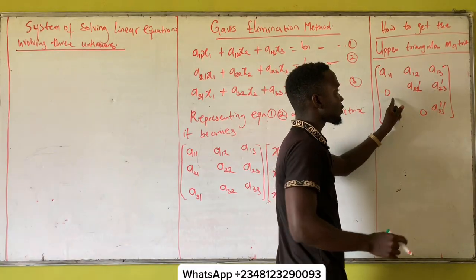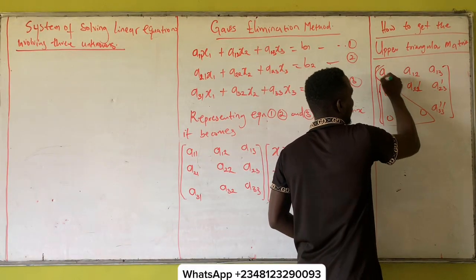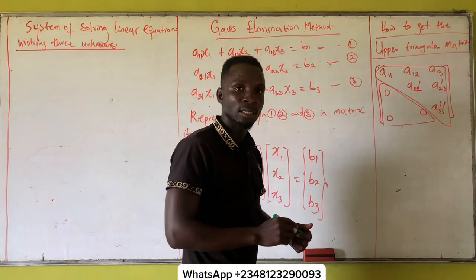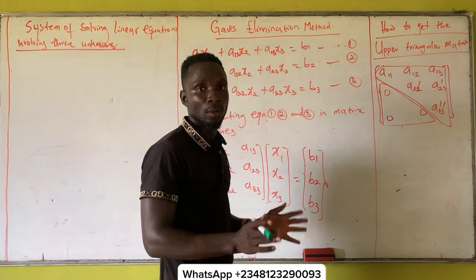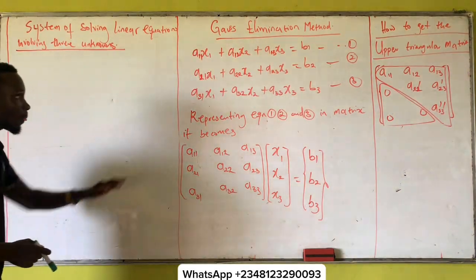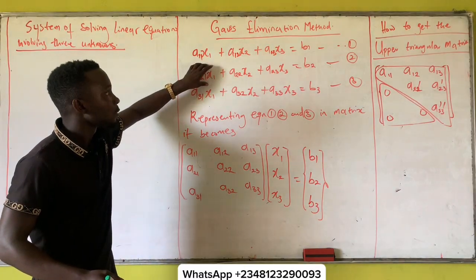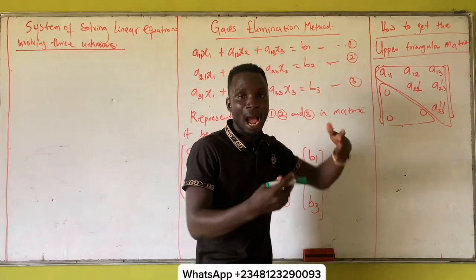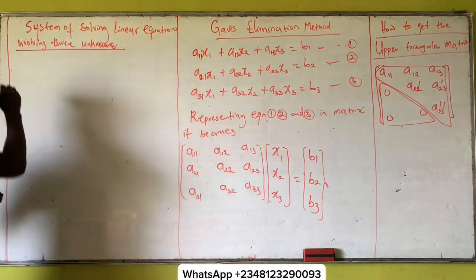To get this lower triangle of 0, or to get this upper triangle of values, is very easy. Let's see how we can eliminate this. Now from equation 1, if we eliminate x1 from this equation, we are going to get 0 here. How do you perform the elimination? Now let's look at step 1.